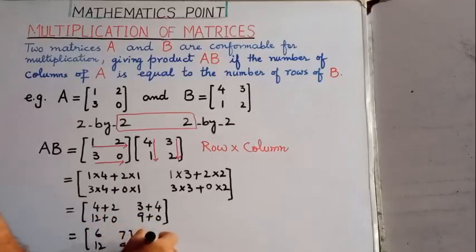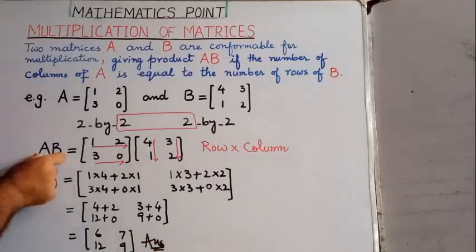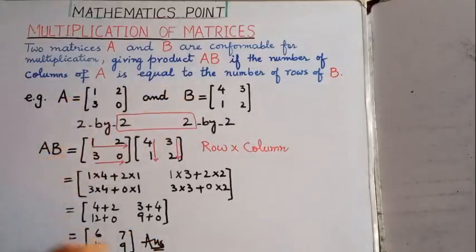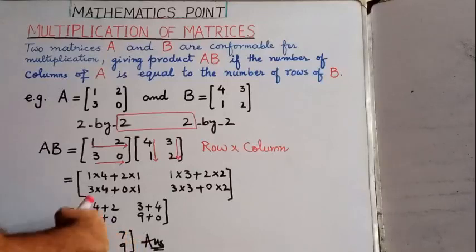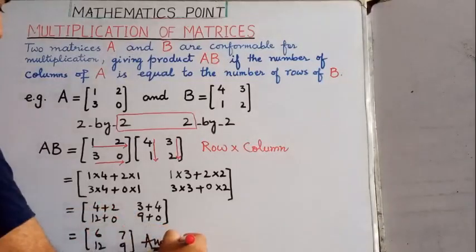So this is the answer. And we have found the product of A and B, that is AB. And what is the order of this matrix? Order of this matrix: number of rows are 2, number of columns are 2. So 2 by 2 matrix.